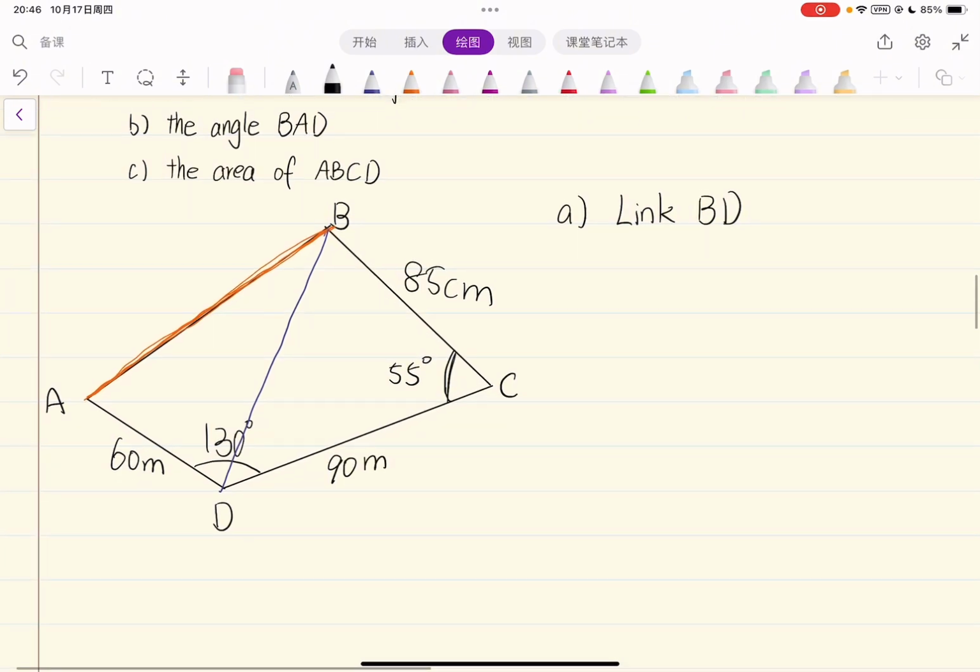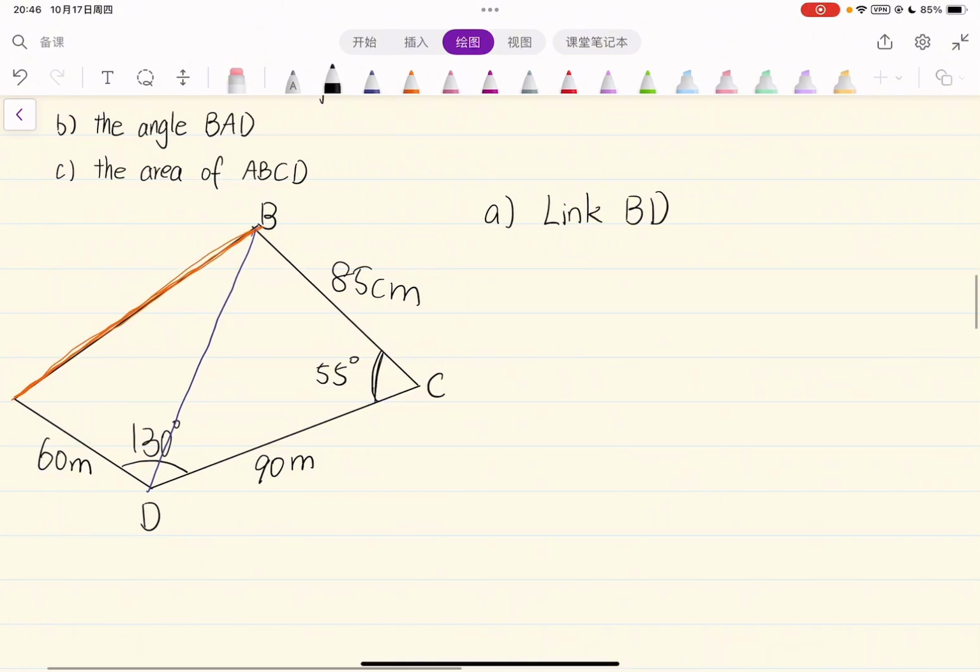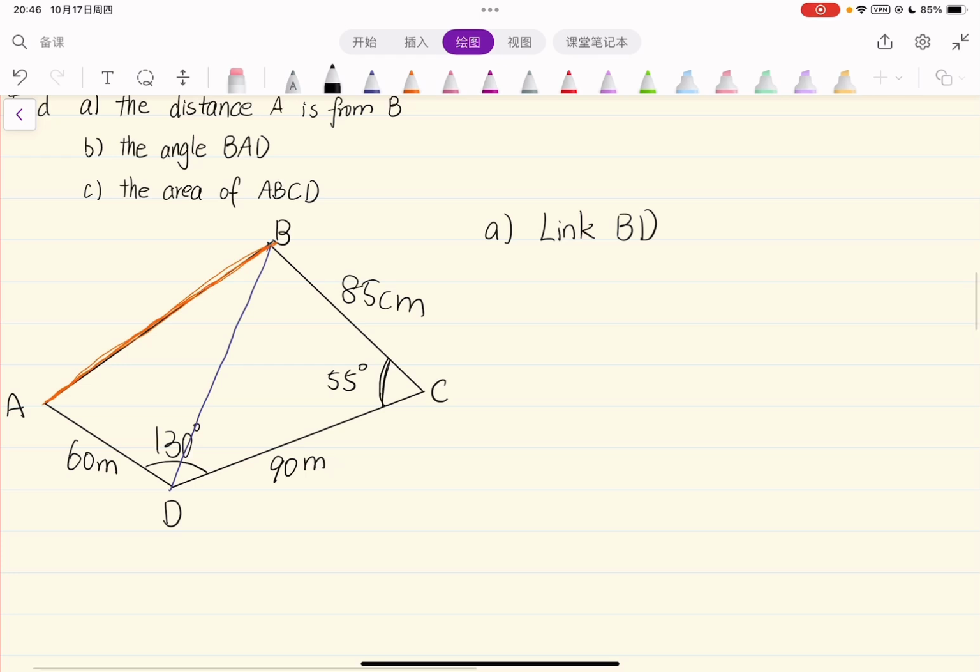We can see that we know the angle ADC. It seems that we can find the angle ADB. And if we know the angle ADB and the side AD, what we are missing to use the cosine rule to find side AB is side BD. So firstly, let's look at how to get the side BD.